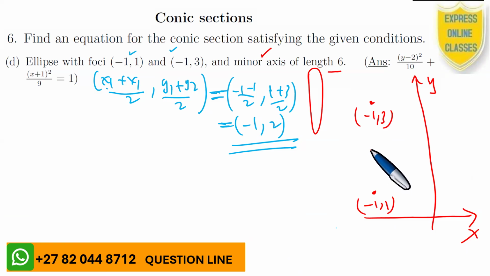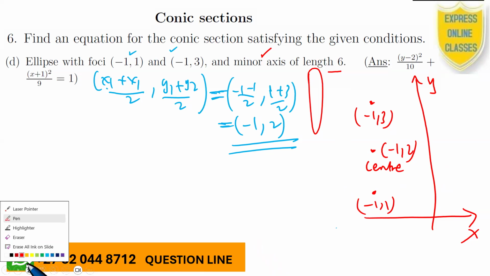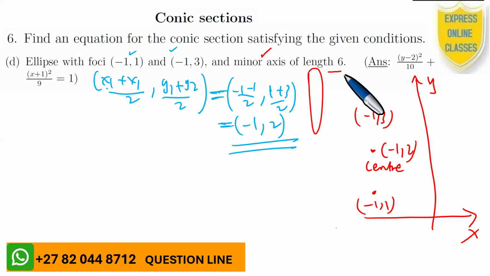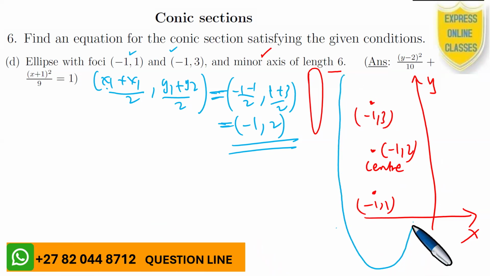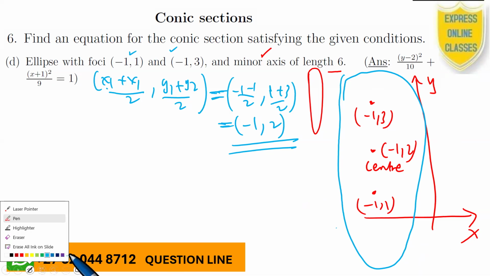And then now, what is the center? It's -1, 2. And this will give us the center of the ellipse. And then now with this, we are making progress, and then we just draw the graph like this. Because the foci must be inside it. But these foci are on the major axis, so that it's longer vertically. It's a vertical sort of ellipse.